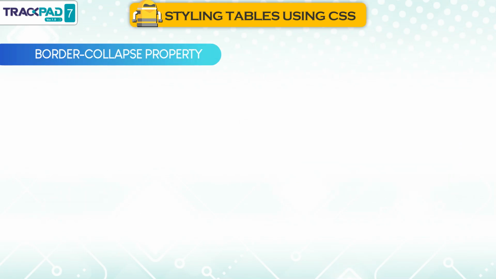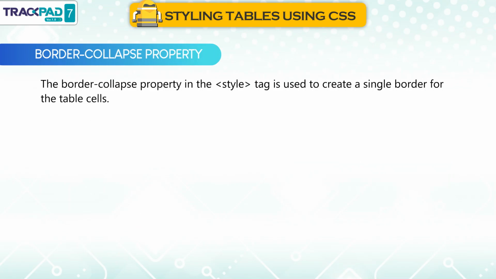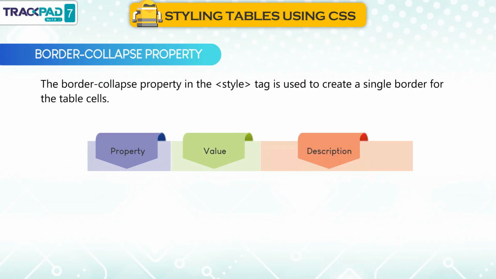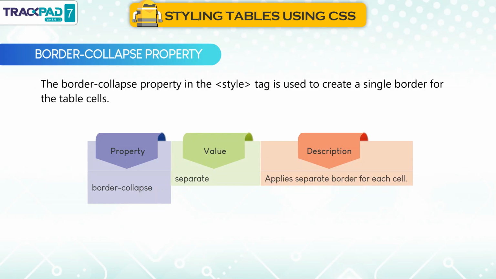Border-collapse property. The border-collapse property in the style tag is used to create a single border for the table cells. Property with value and description. Separate: apply separate border for each cell. Collapse: apply single border for the cells.